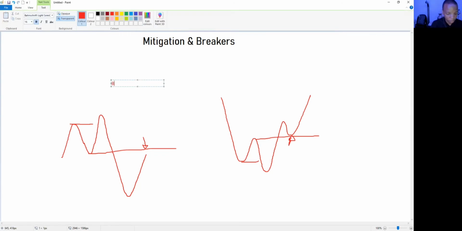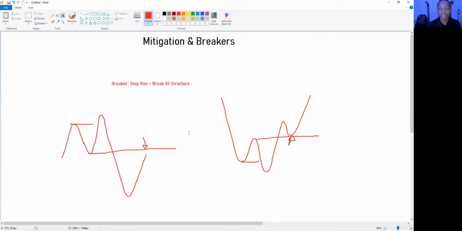Again, what is a feature of a breaker? A breaker is a liquidity or stop run, right? Simply meaning that stop losses were hunted before a reversal was made, and also a break of structure.